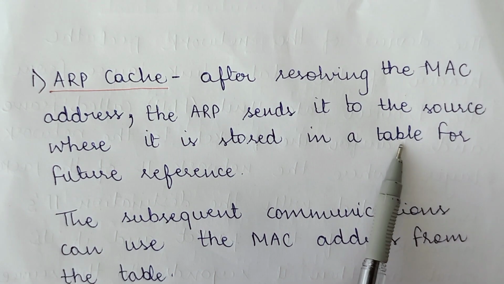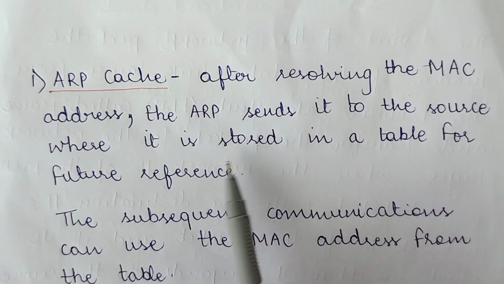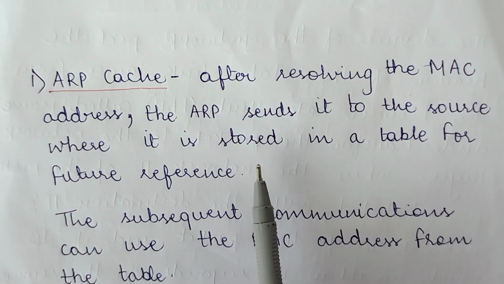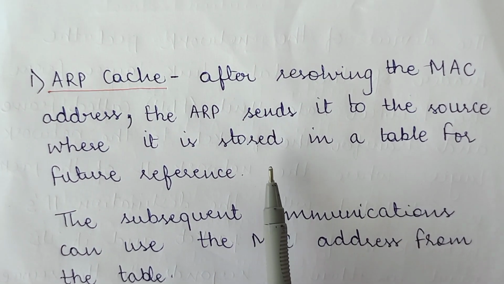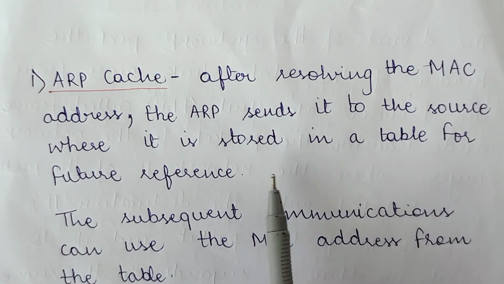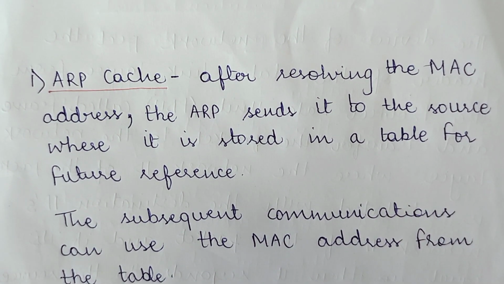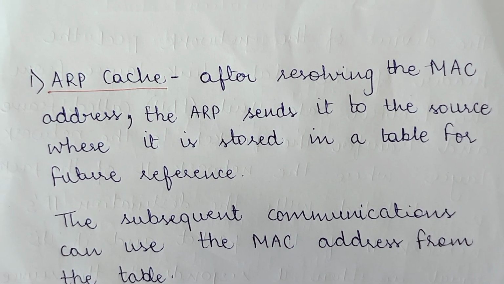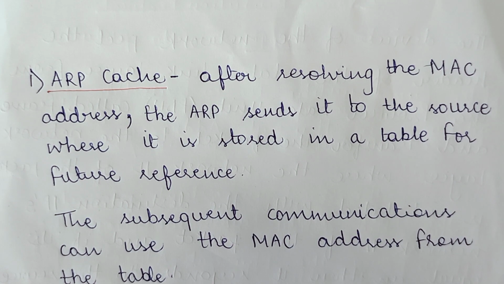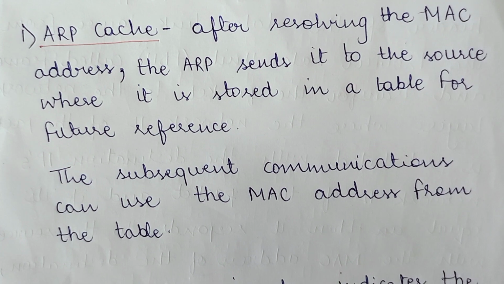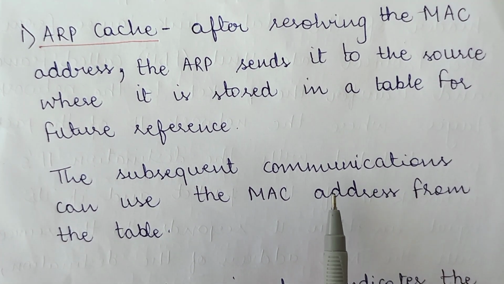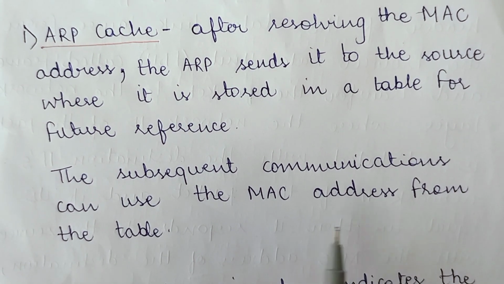physical address or MAC address, which it received from ARP, in its table for future reference, because in future it will also have to transmit some messages to the same destination. So it will store it in the table for future reference, because it would be quite impractical for ARP to map the same logical address into a MAC address again and again. So once it is done, it is stored in the table for future references. Subsequent communications for the same data transfer can use the MAC address from the table.